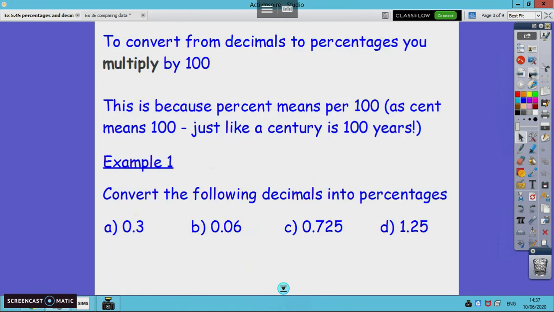So to convert from decimals to percentages, you multiply by 100. Now I want you to write that in your books, please. Okay, so to convert from decimals to percentages, you multiply by 100. This is because percent actually means per 100. Percent means per 100 because cent, the word cent means 100, just like a century is 100 years. So that's where we get it from. So to go from decimals to percentages, we times by 100, which is what we were just doing. Okay.